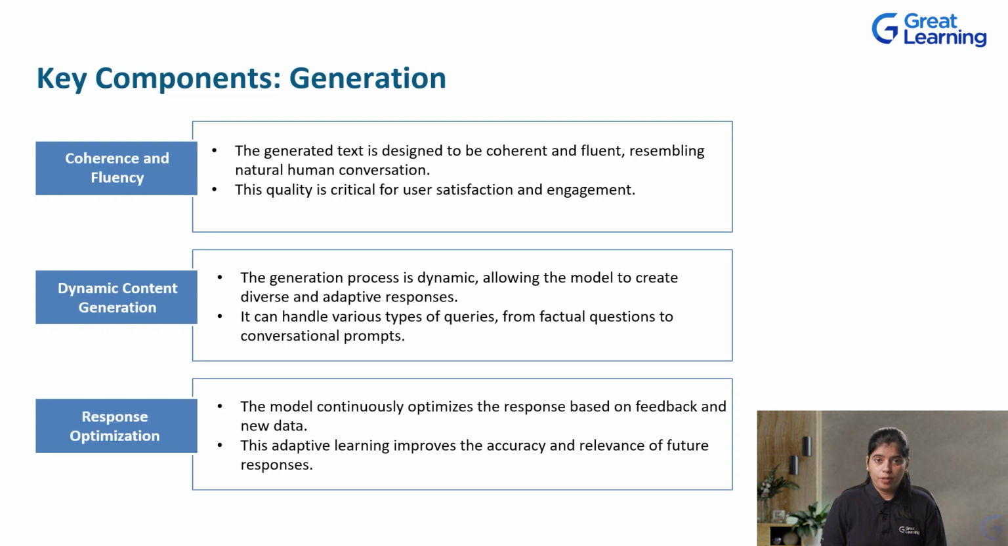Now the next is response optimization. What is it? The model continuously optimizes the response based on feedback and new data. Feedback means if we want something more based on the response, that feedback loop works here. So based on the feedback, and suppose something new comes up, based on that new data it always optimizes the response in a better way. This adaptive learning improves the accuracy, and it also improves the relevance of future responses, because it continuously optimizes the output, or the response, based on the updated information and the feedback we share on the generated response.